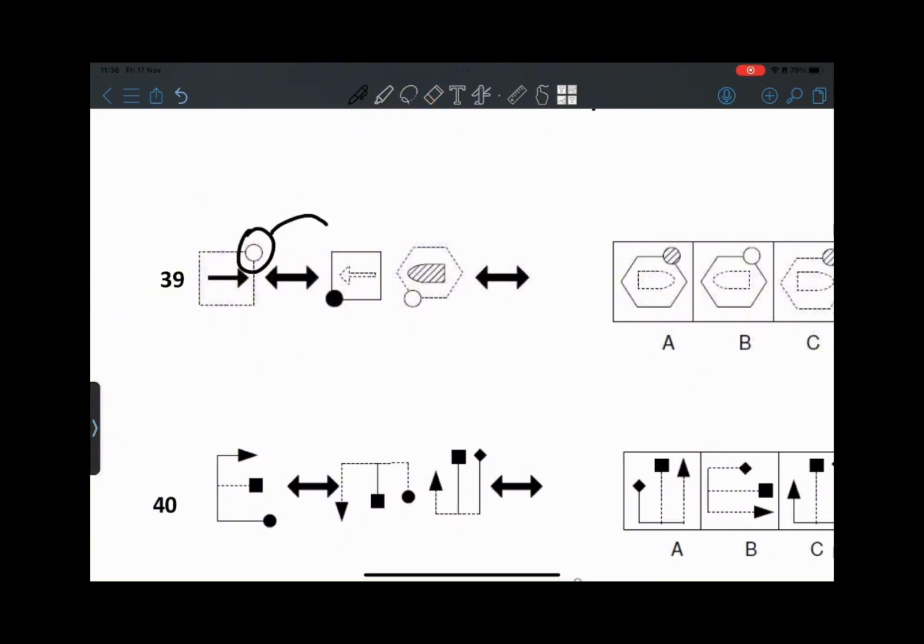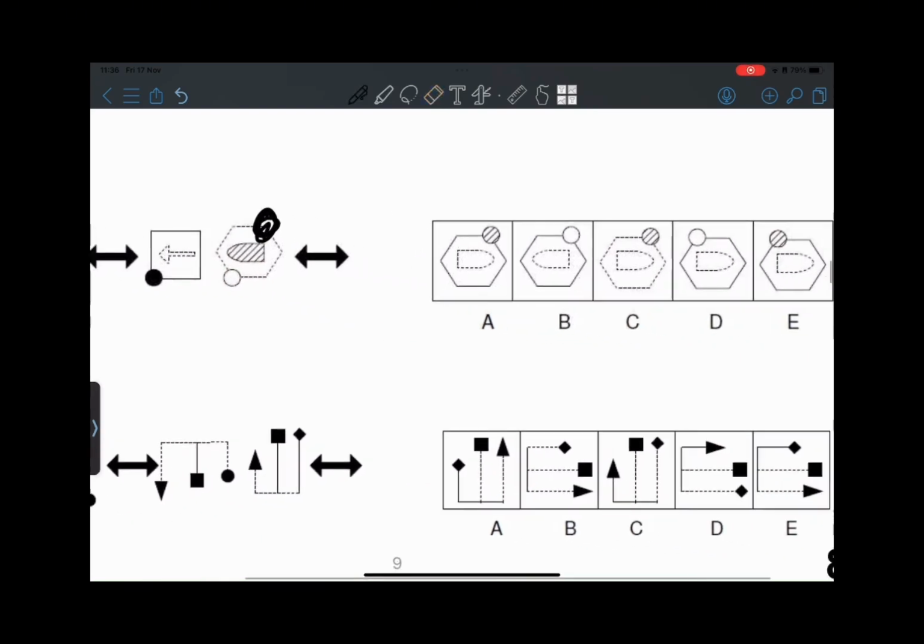See what changes from here to here about the circle. Looks like the circle moves to the bottom like that. So this circle on the actual test shape is probably going to move to the opposite end as well, so it's probably going to be up here.